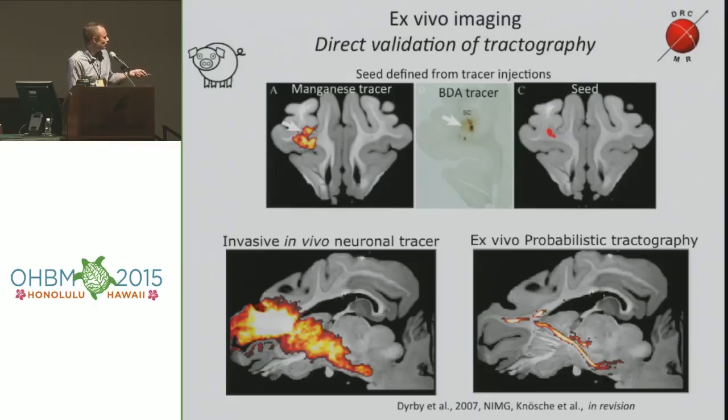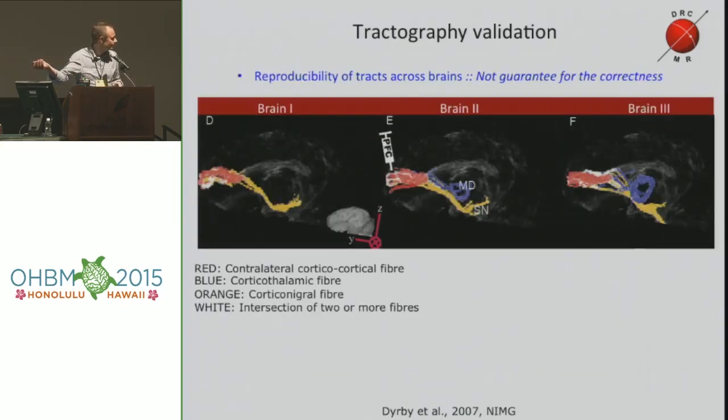And here, this is just showing the manganese tracer, where we can see the target and the projection areas, and this is just comparing how the tractography looks in the ex-vivo dataset. So what can we learn from that one? We have 3 different brains here with 3 different injection sites, but I'm looking only at the prefrontal cortex injection, and we found different robust projections.